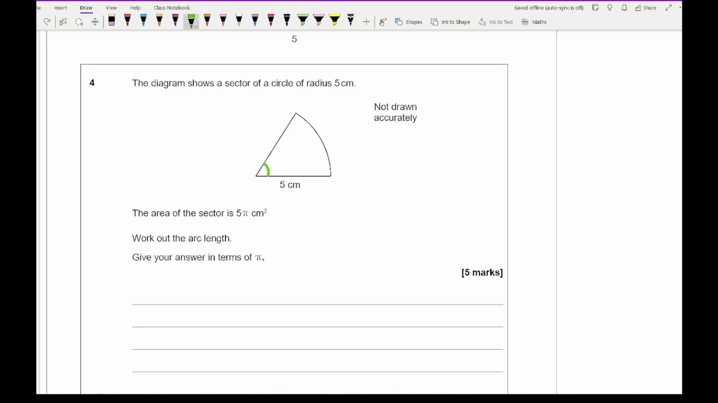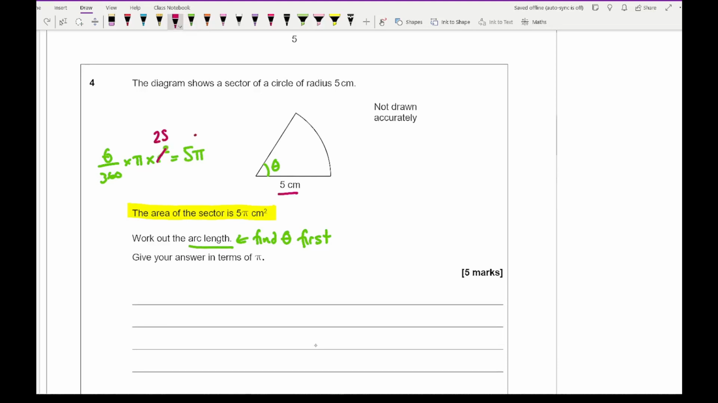Now for this, we don't know what theta is, so in order to work out the arc length, I need to find theta first. In order to do that, I know this bit of information: theta over 360 times pi times the radius squared equals 5 pi. Now I know that the radius is 5, so I can change that for 25. So if I take all of this over to this side, just to create a bit more space, I've got theta over 360 multiplied by 25 pi equals 5 pi.